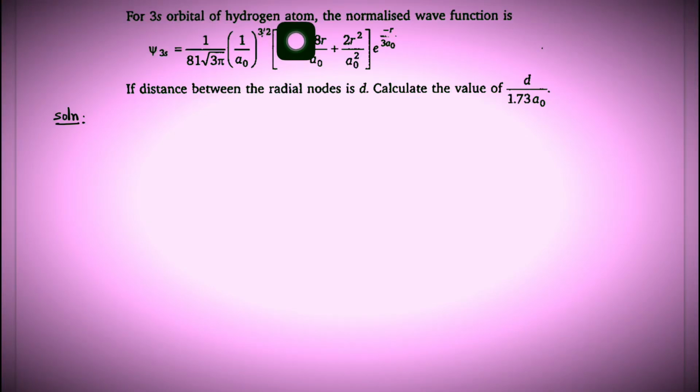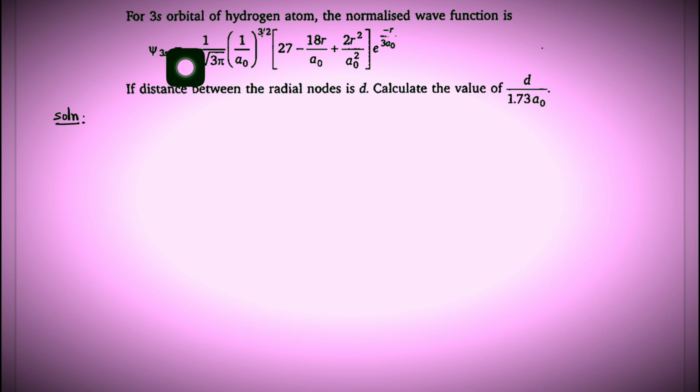For the 3s orbital of hydrogen atom, the normalized wave function is this, the wave function given. If the distance between the radial nodes is d, calculate the value of d divided by 1.73 a naught, where a naught is the Bohr radius. Distance between the radial nodes means there must be more than one radial node.